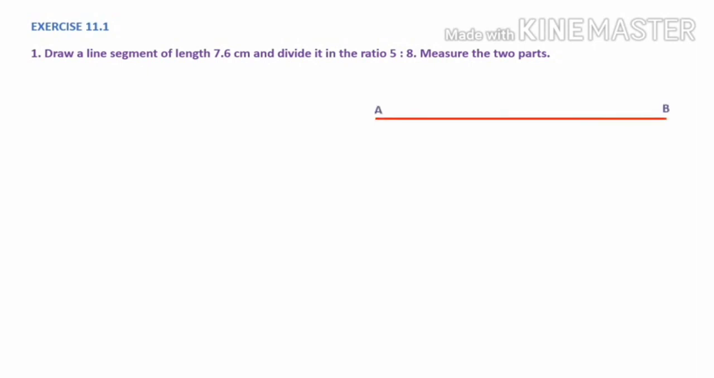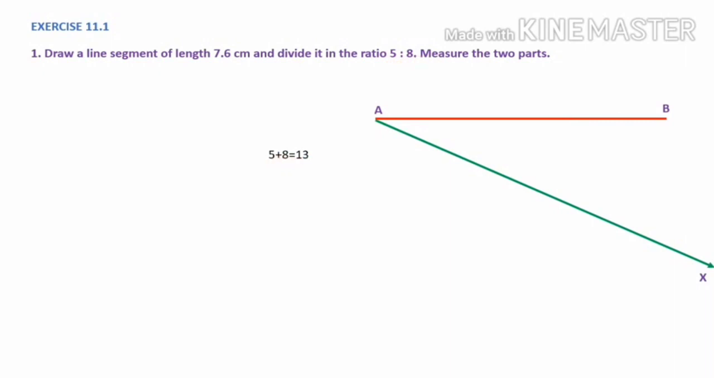The first step, we have to draw a line segment of length 7.6 cm and label it as AB, A and B on both the ends. Next, we have to draw a ray AX making an acute angle with the line AB. Next, we have to add this ratio 5 and 8. 5:8. If you add 5 and 8, we will get 13.